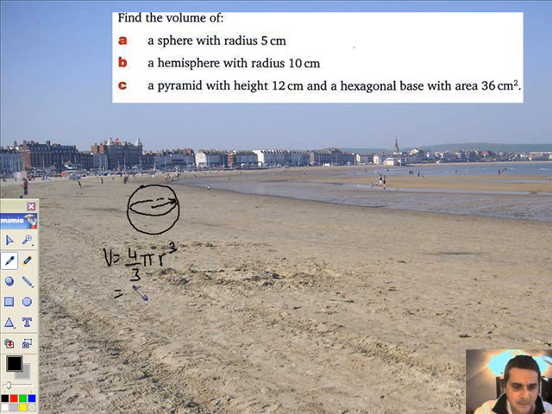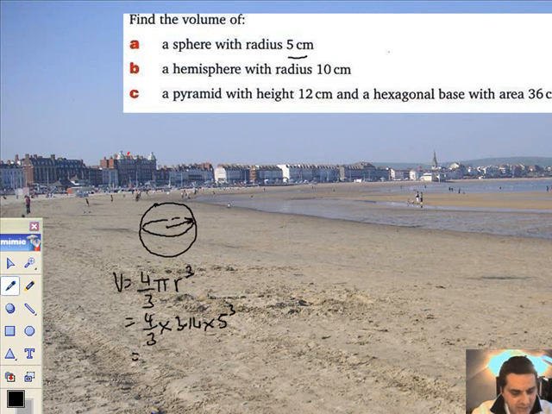Let's just substitute what we know. So we're going to go 4 divided by 3 on our calculator times pi, take it to be 3.14, multiplied by the radius cubed, which is 5 cubed. Punch that into your machine like I did, and you will get 523.3 recurring centimeters cubed. And that's a lovely, lovely question.